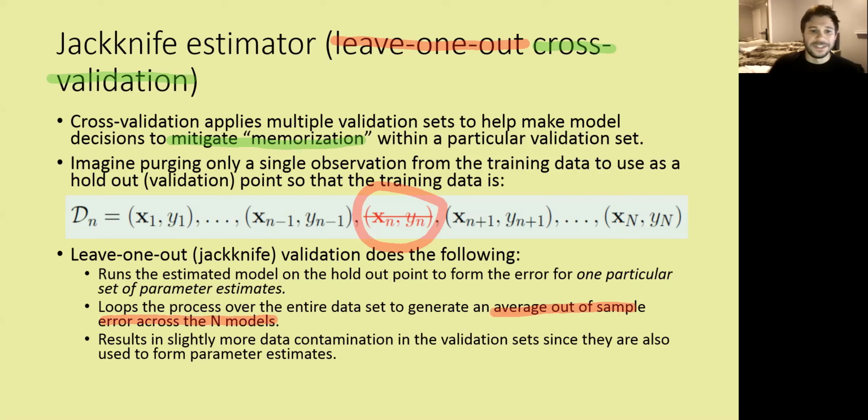And this results in slightly more data contamination in the validation sets since they're also being used to help form parameter estimates here. But at the same time, we can be a little bit more confident that the validation error we're computing here, our estimate of E out, is not super sensitive to the particular observations that we had sampled or set aside for this process of validation.